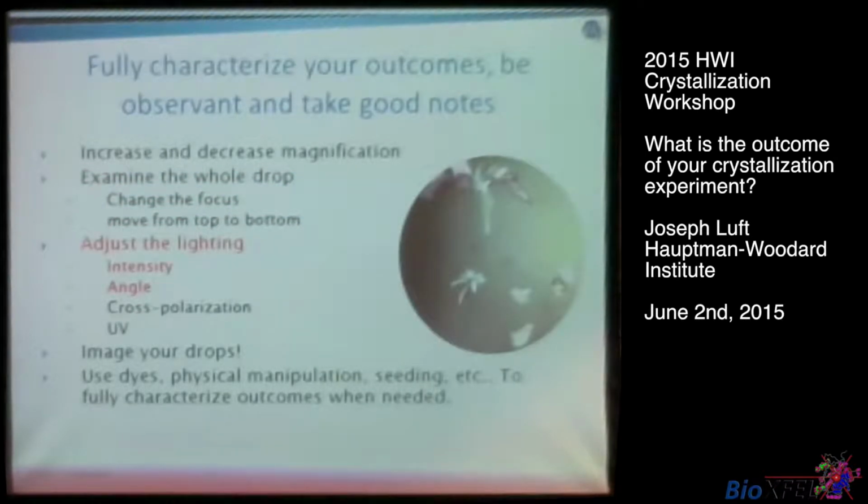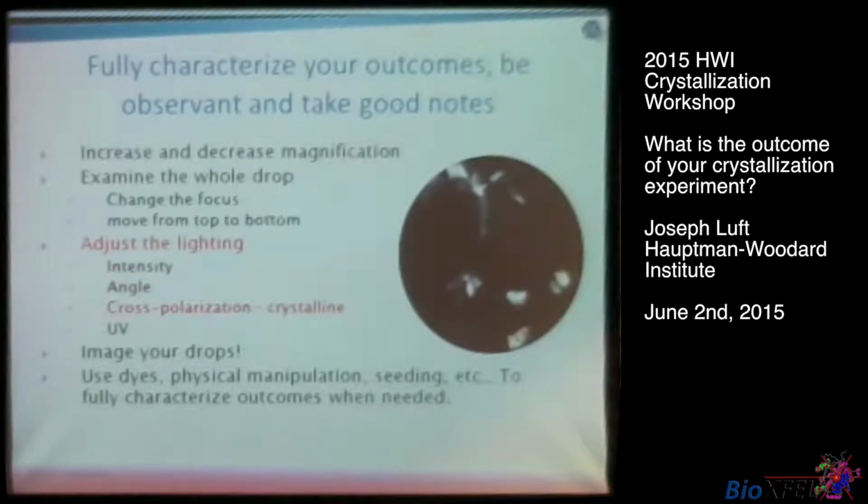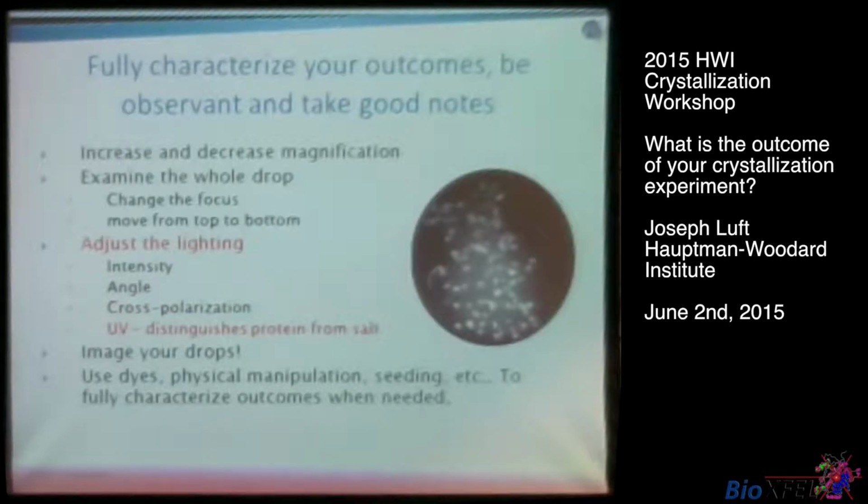Adjust the lighting so that you can catch edges of microcrystalline material, use cross-polarization to identify crystalline material, or UV imaging to help identify something as protein instead of a salt that's forming. So imaging your drops is nice compared to a microscope because it lets you look back at your plates at your leisure, right? So if you're looking through a microscope, you're looking at the plate at one time point, say it's 1 week after you set it up.